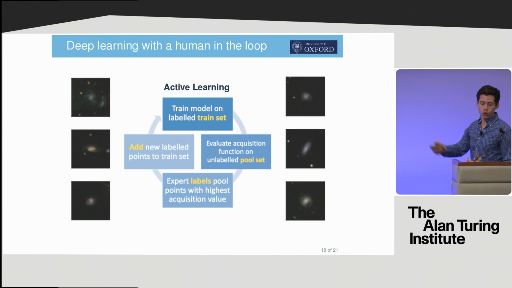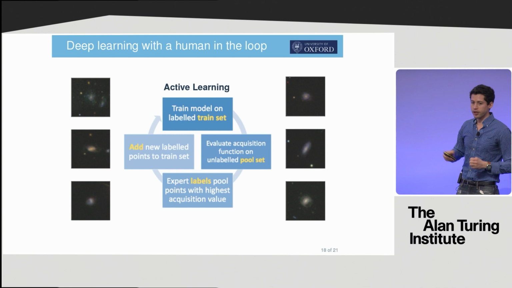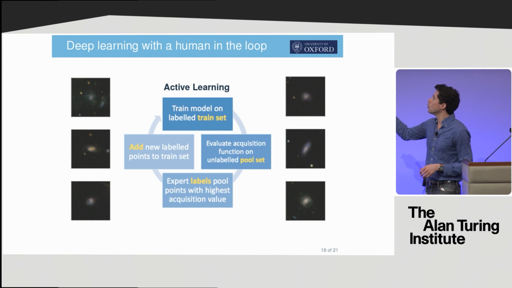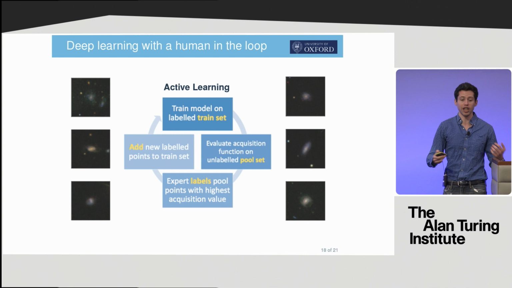and specifically use something called active learning, where we get some data for volunteers to label, and then we train a machine learning model over that labeled data set. That machine learning model can be a large foundation model where we fine-tune that over the labeled training set. And then we evaluate what we call an acquisition function over a massive pool set of galaxies that we haven't labeled yet.